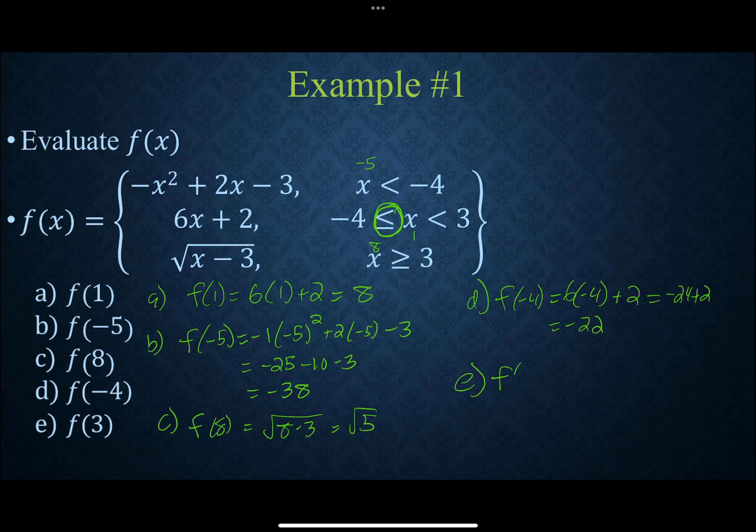And then f of 3, well, that's going to go to, again, where there's the equal to. That's this one right here. So it goes to the bottom, to the square root. So it's the square root of 3 minus 3, which is square root of 0, which is just simply 0.